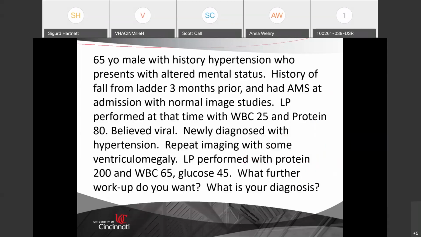Cool. Any questions on molds? Or those two molds, I should say. Cool. So let's move on.